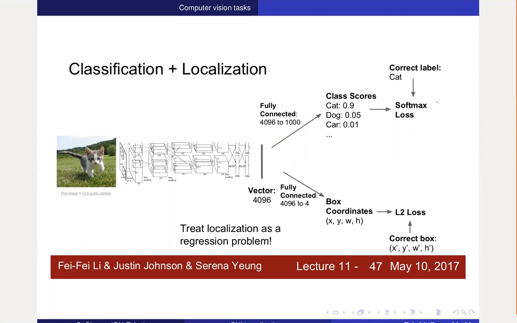So we have two losses here. At the same time, we sum these two losses together, right? Weighted sum of these two losses. One loss is from the classification loss. The other one is from the regression loss.